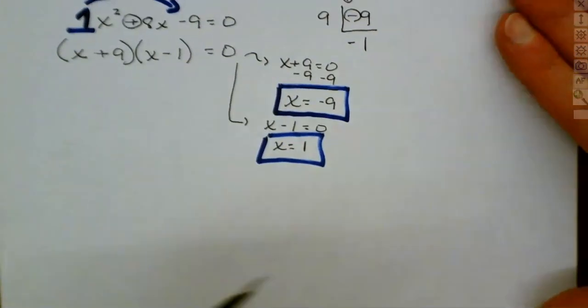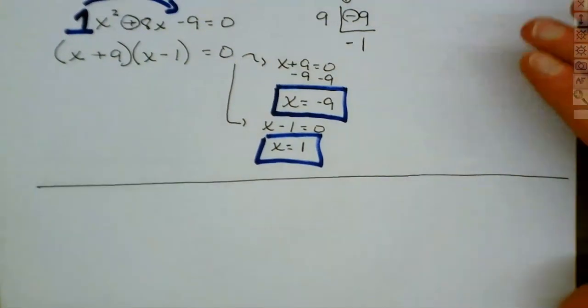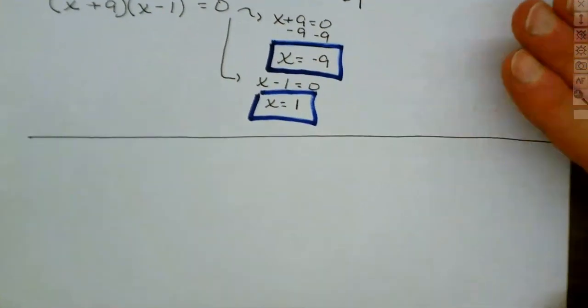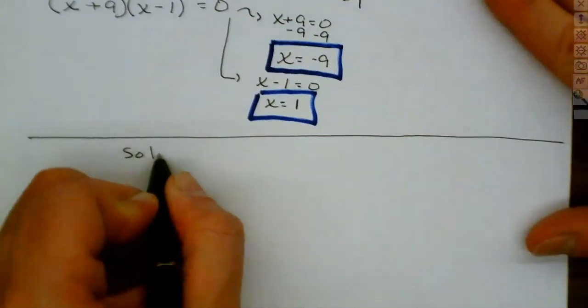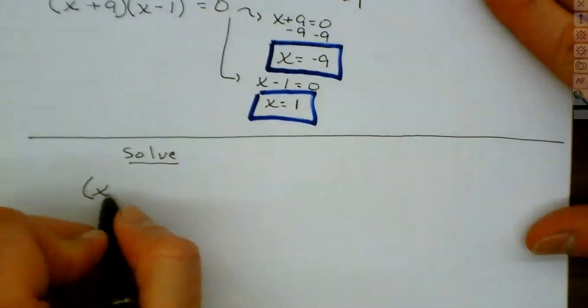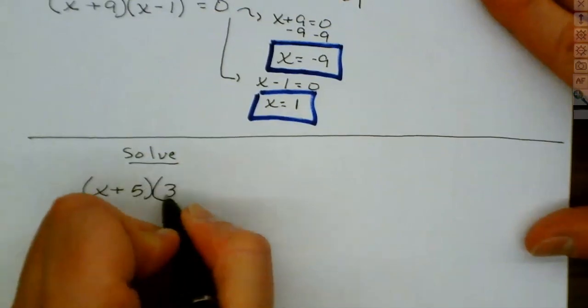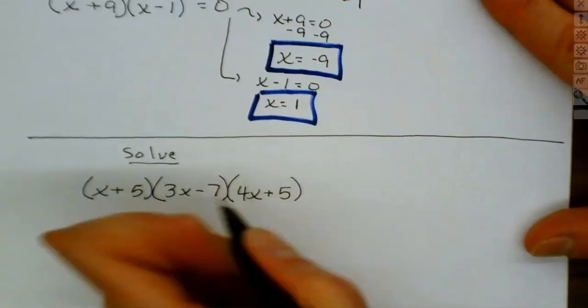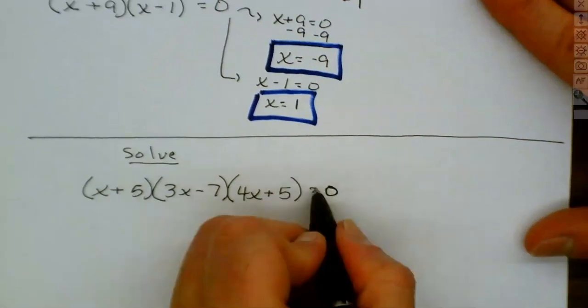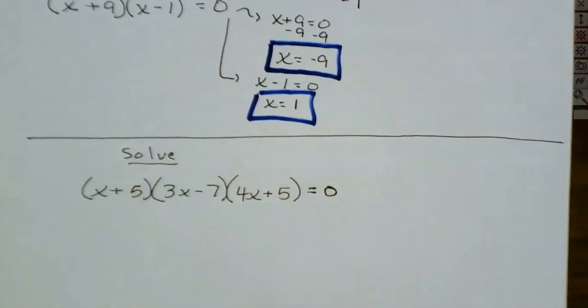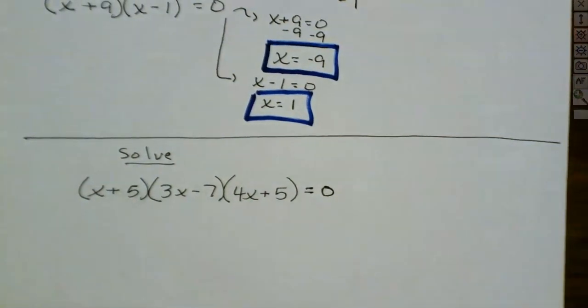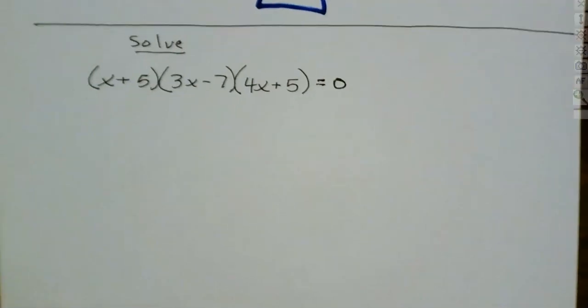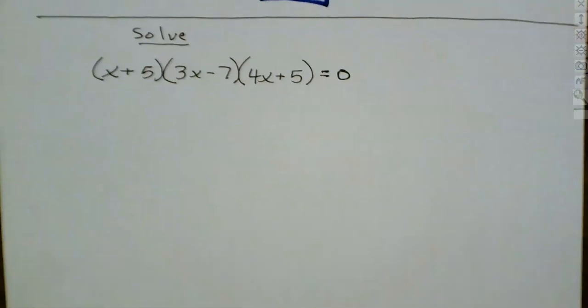Now, on these, they were not factored, and we had to factor them. In some cases, they may already be factored. So this one is already factored. And remember, what I mean by factored is we've already got it separated out into parentheses. Now, how many sets of parentheses do we have? Well, we have 3. So that means then that we're going to have probably 3 solutions.